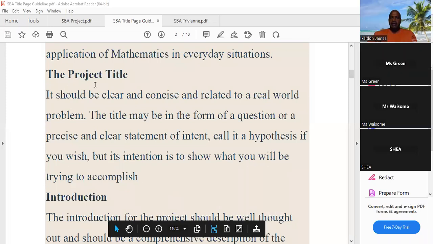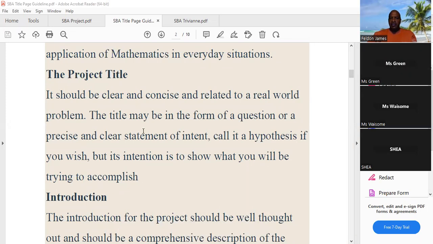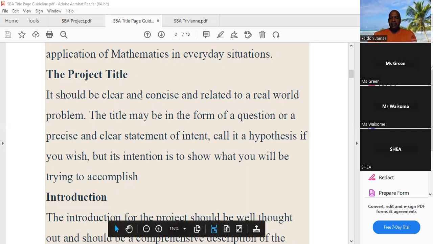All right, so everybody should have an idea now what the project title should be. Now, this project title must be in your writing when you're writing the SBA. So when we look at the sample, we will understand what is happening.